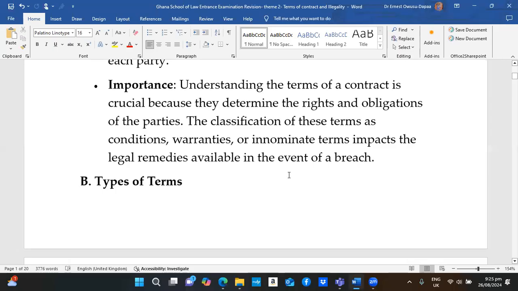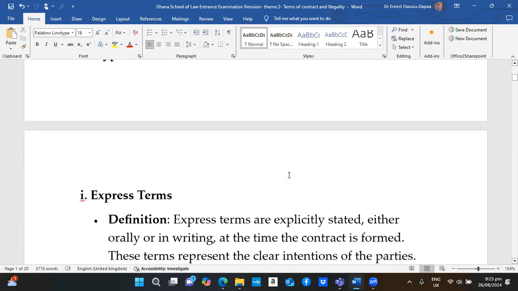And it's important we understand them, particularly so when these terms are not necessarily the same. Some have different weighting in terms of importance than others. And for that matter, should there be any breach, the consequences which are provoked and the legal remedies that may be assessed are different. And that is why we need to understand what terms of contract are.